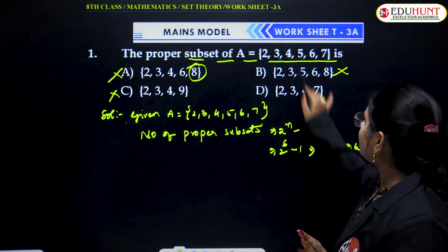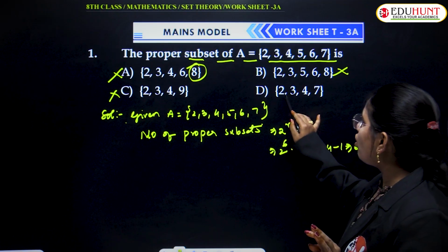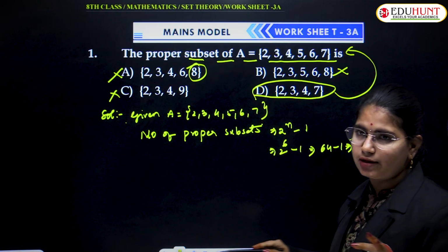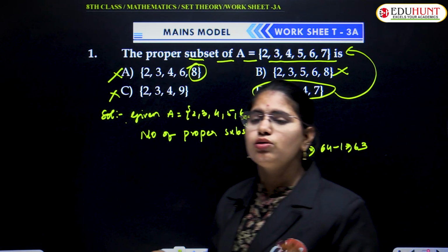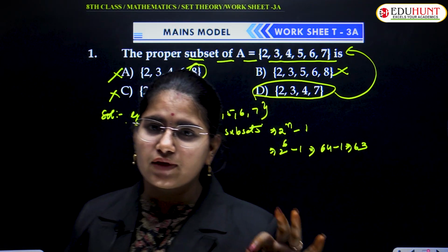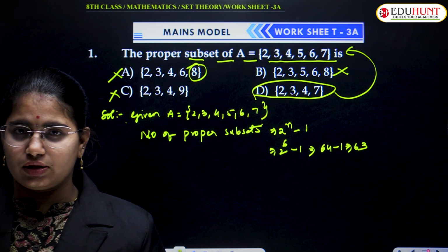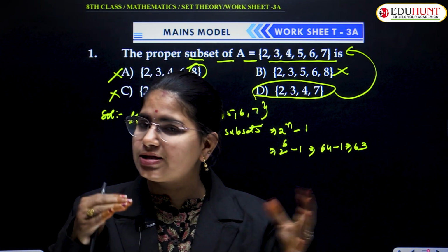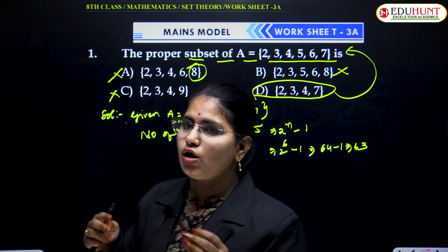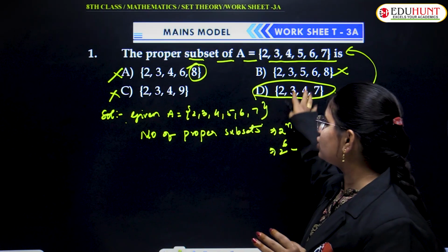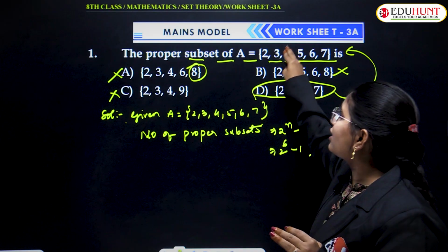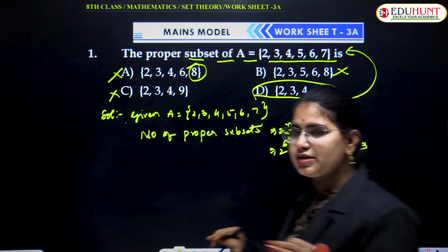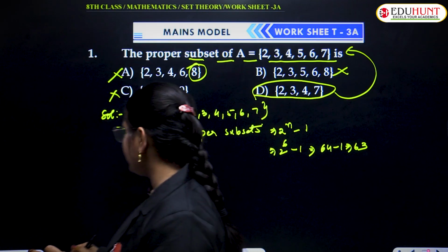2 is there, 3 is there, 4 is there, 7 is there. So all the elements of set D are available in the main set, so this is a proper subset of the given set. I hope I am clear with the first question. For a proper subset, all the elements should be in set A, but it should not be exactly equal to A. Proper subset is clear to everybody, so option D will be our answer.